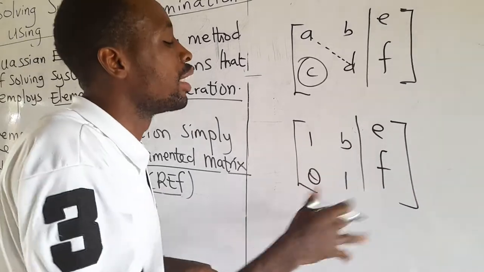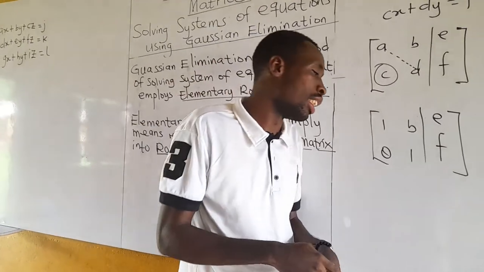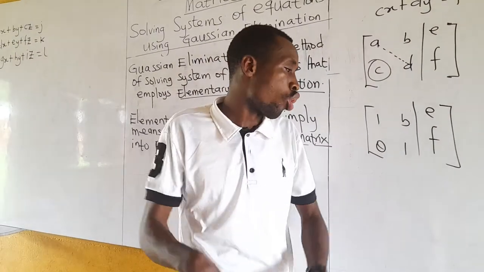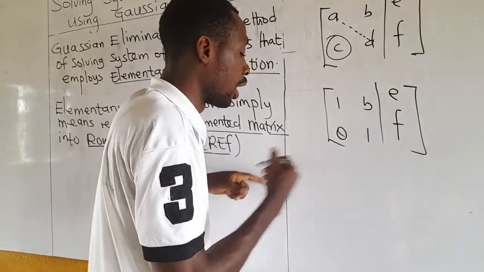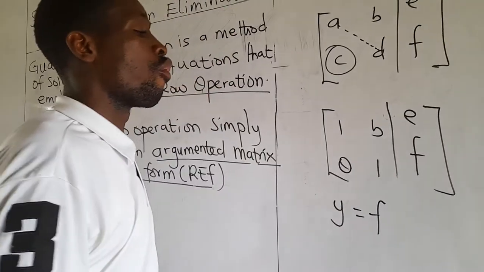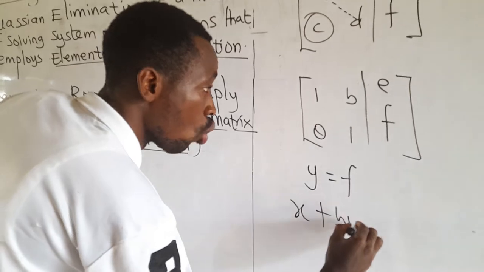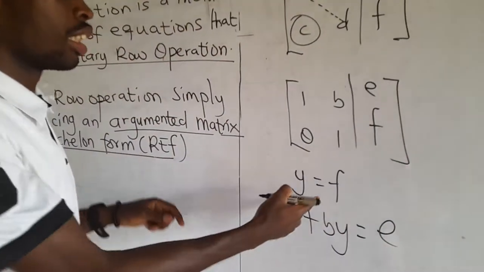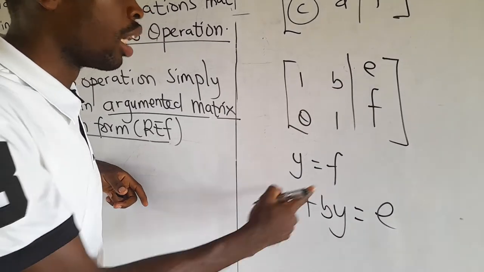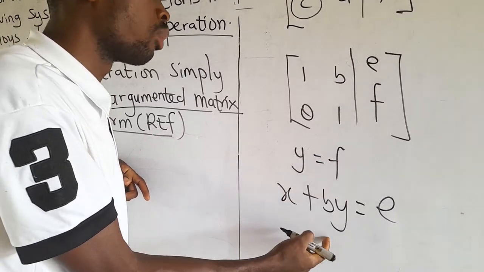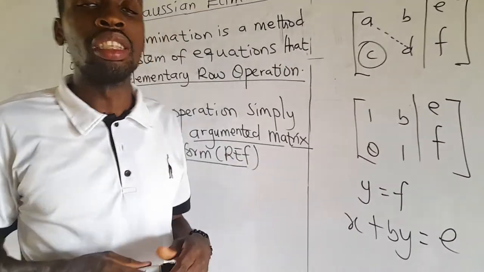So the row echelon form of this augmented matrix will look like this. Then after you reduce the matrix into a row echelon form, Gaussian elimination is saying that you back solve or you back substitute. You know the x here will be 0, so y will be equal to f. Then our x plus by will be equal to e. Now since we know the value of y, and remember everything here is constant except the x and the y, we can just substitute to get the value of x. That's the Gaussian elimination.